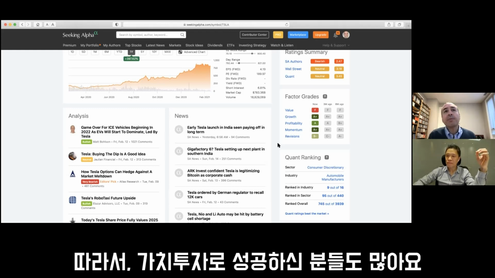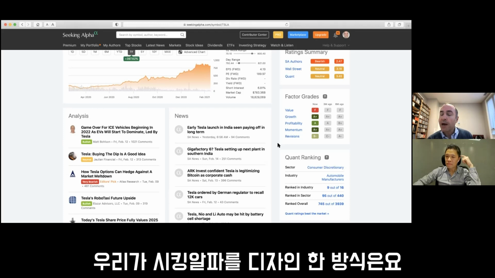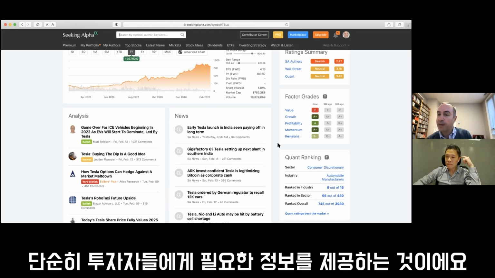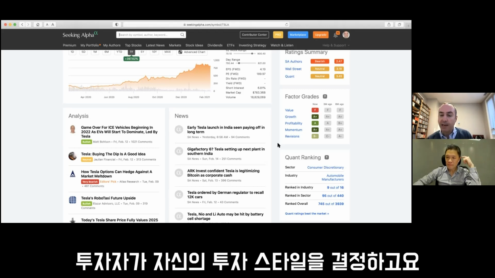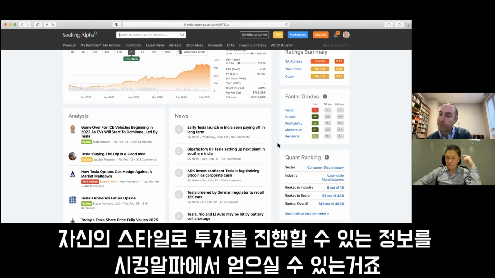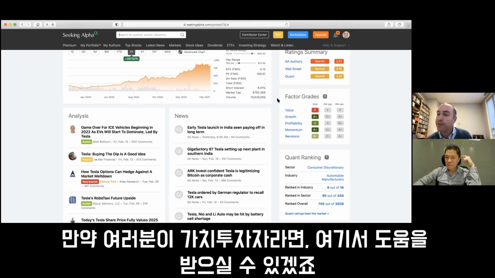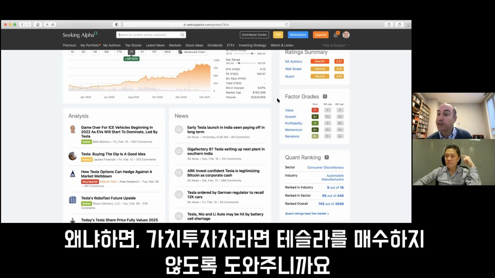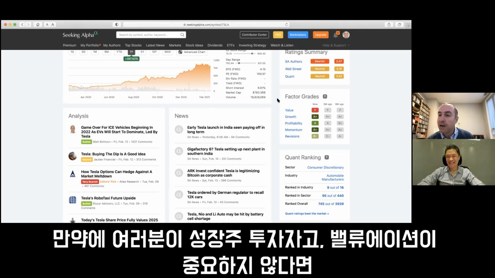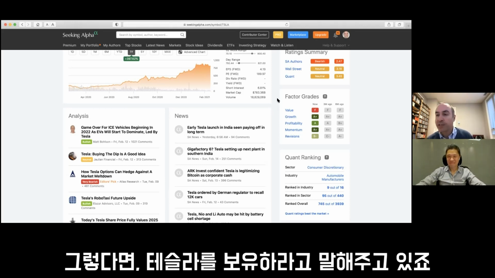Absolutely. And so I think there are value investors who are really successful. The way we've designed Seeking Alpha is simply to provide the information to people so that they can say, if this is my style of investing, I now have the information that I need for that style. And so that's why this factor grades card here is so important, because it says, if you're a value investor, that can work for you and that can be good. You will not want to own Tesla if you're a value investor. If you are a growth investor and you just don't care about value, then own Tesla.